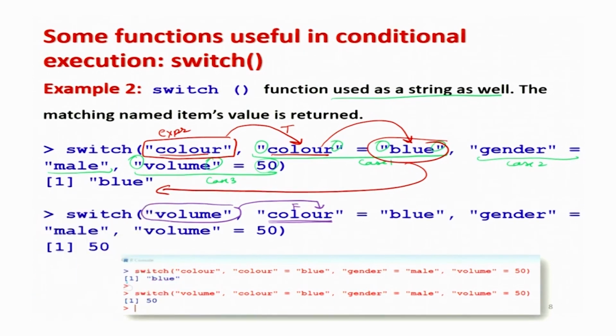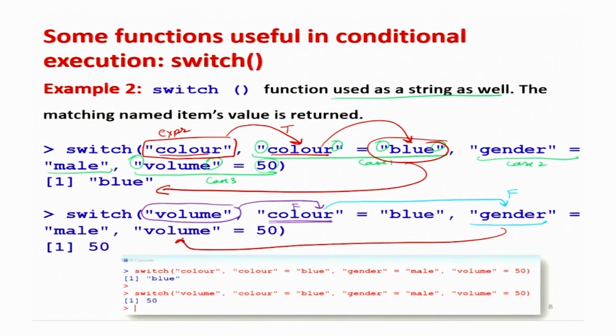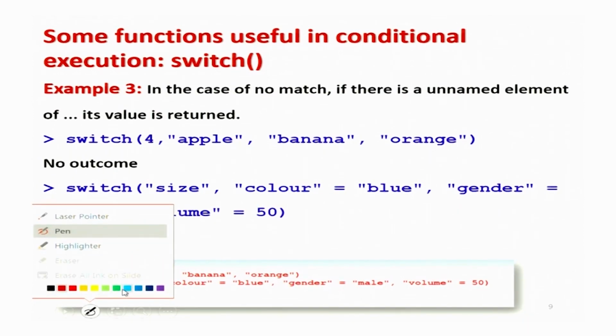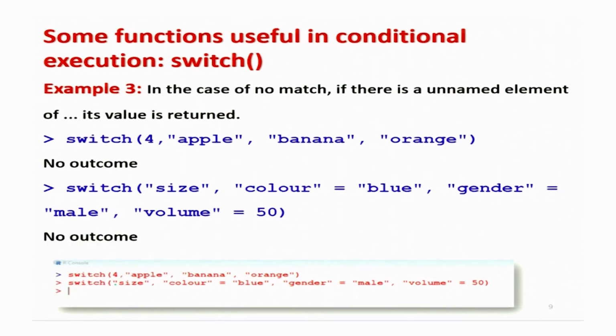Now what will it do? Then it will come to the next case and try to match this volume with gender. Once again it comes out to be false. So, it will move further and come to case number 3. Now, this volume matches with this volume, and whatever value is assigned to this volume, which is 50, is reported here. So, you can see that it is a very simple operation, but it is very useful when you are programming and you want to have this control structure.